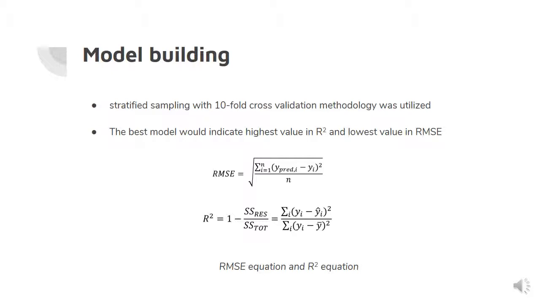For the model building approach, we adopted stratified sampling with tenfold cross-validation methodology. Doing so allowed us to split the dataset into 10 equal and mutually exclusive datasets, and sampling was conducted from each of these subpopulations.